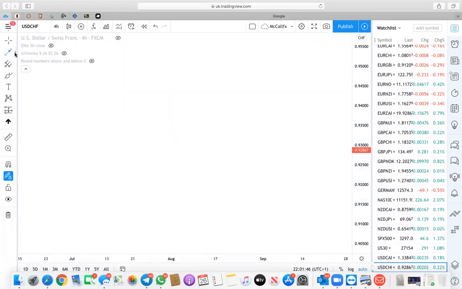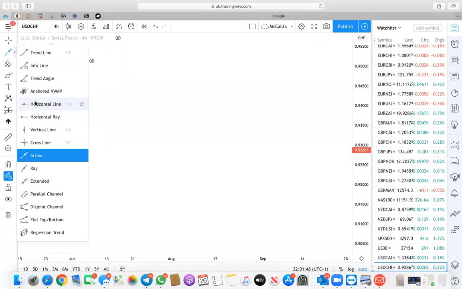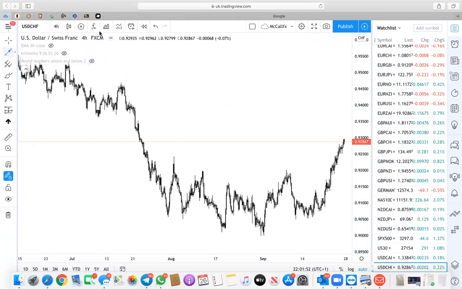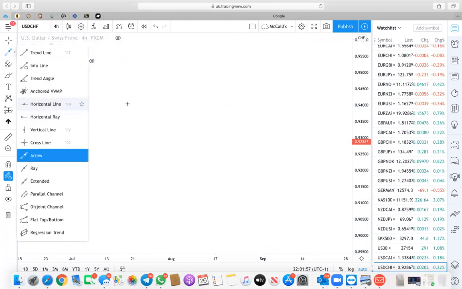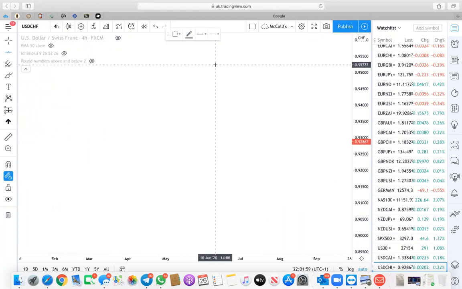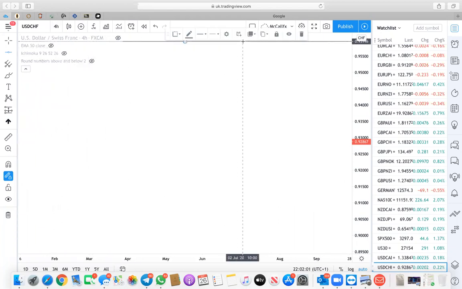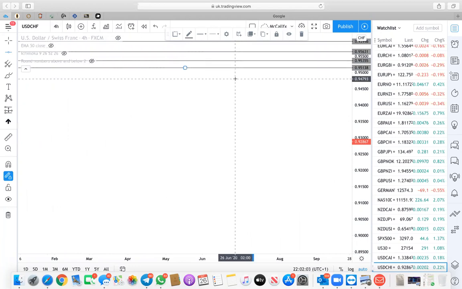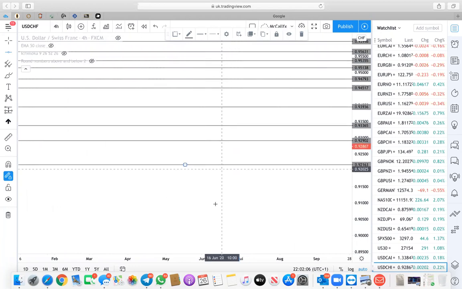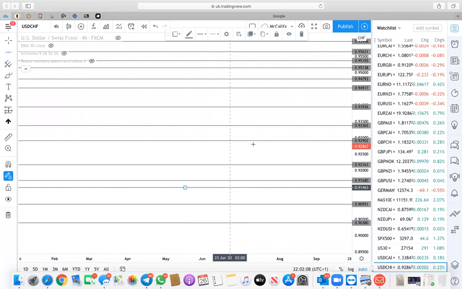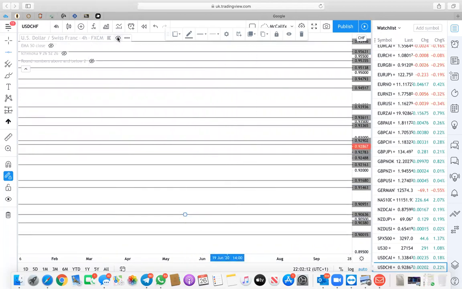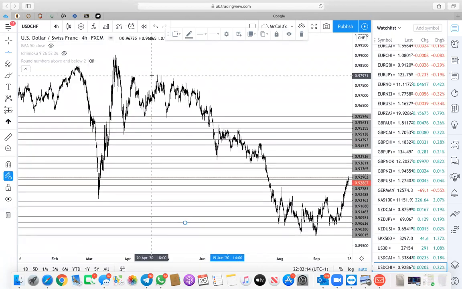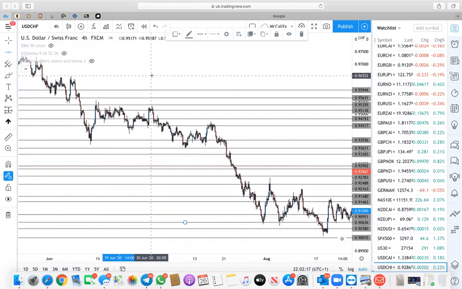First of all, I'm going to be drawing random lines on my chart. I'm going to take my horizontal line and draw horizontal lines all over the place, just random lines. And I'm going to switch this back on. Let's see what happens to these lines, right?